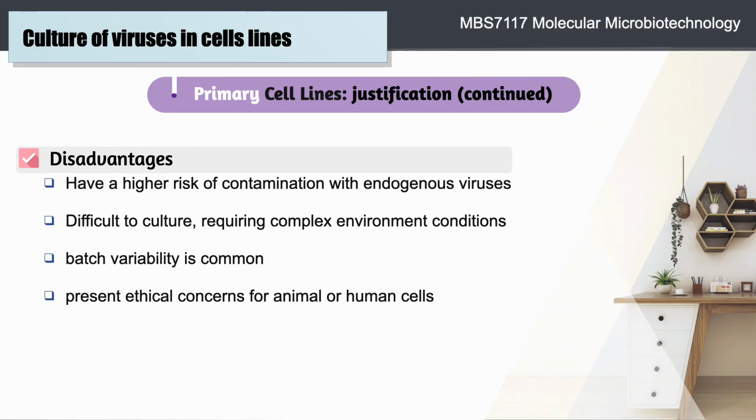There's batch variation. So the primary cells that you harvest from a host this week may be slightly different from the primary cells you harvest next week or next month, which may cause slight challenges to your experiments. And lastly, they present ethical concerns since they're obtained from animals or humans.